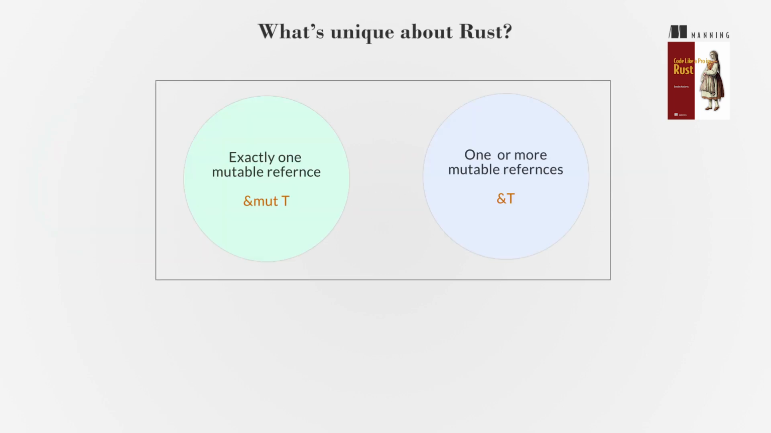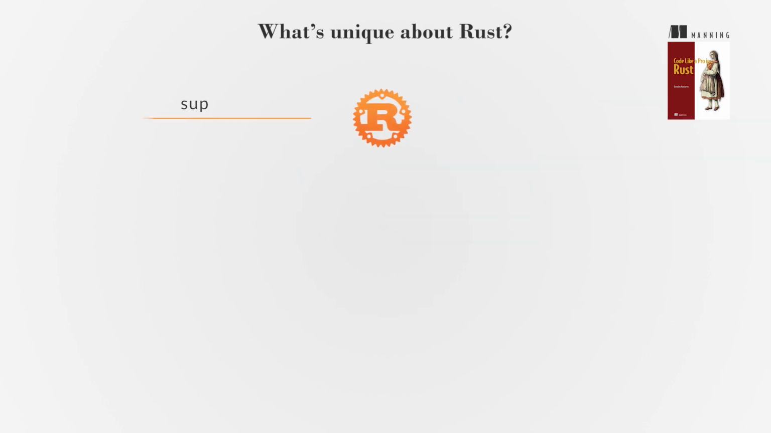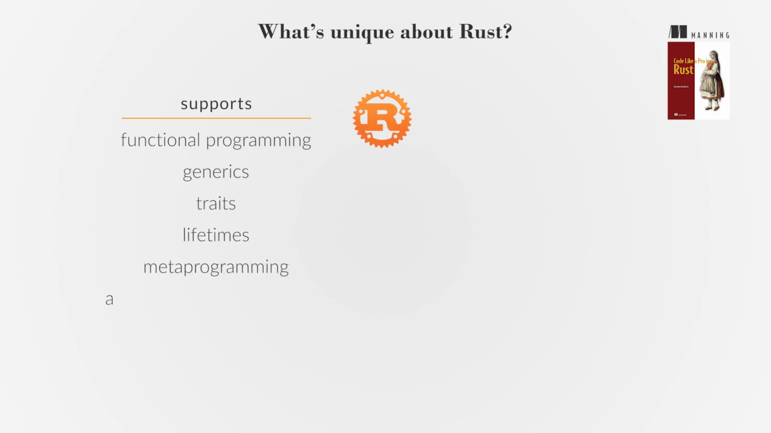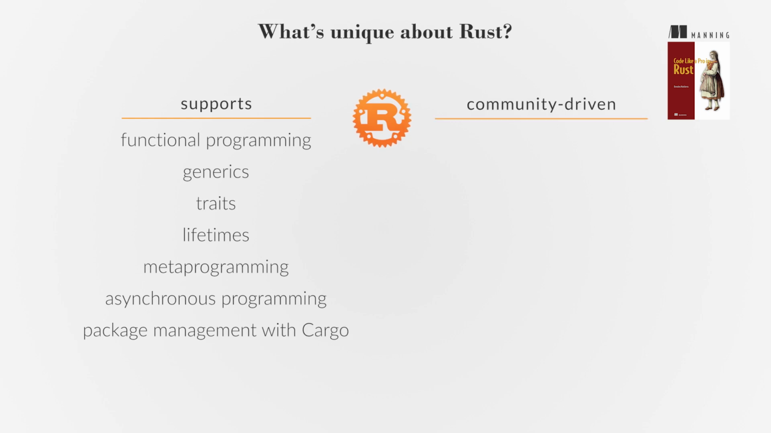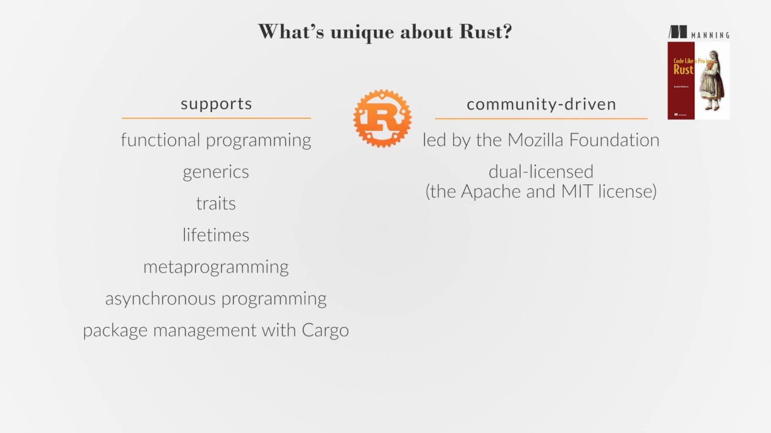Rust stands out for its focus on safety. It uses a feature called the borrow checker to provide strong safety guarantees, preventing common memory errors and race conditions in parallel programming. Rust supports modern paradigms like functional programming, generics, traits, lifetimes, metaprogramming, asynchronous programming, and package management with Cargo. It's a community-driven project led by the Mozilla Foundation, dual-licensed under the Apache license and the MIT license, with strong support from large technology companies.